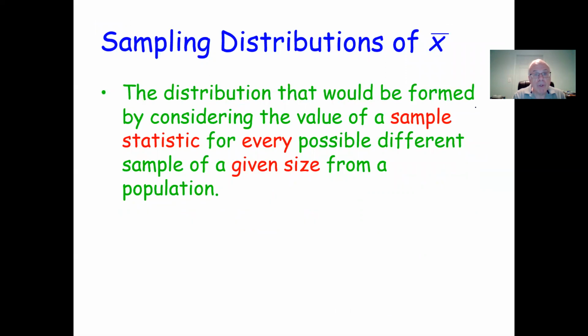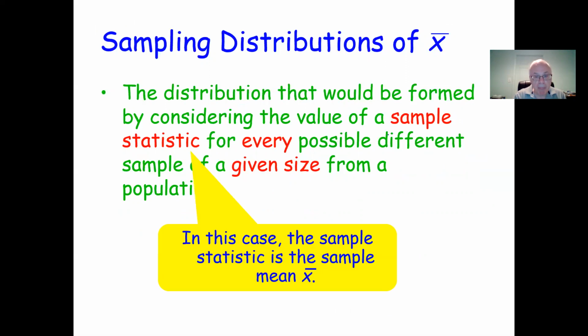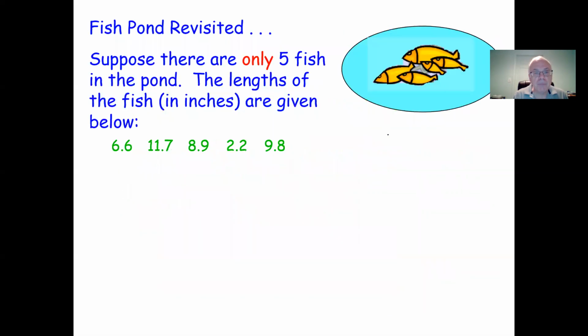So the distribution that would be formed by considering the value of a sample statistic for every possible different sample of a given size from the population is how we define the sampling distribution. We talked about that earlier. Now, the sample statistic in this case is a sample mean. We'll learn also how to do this for a sample proportion in a later video.